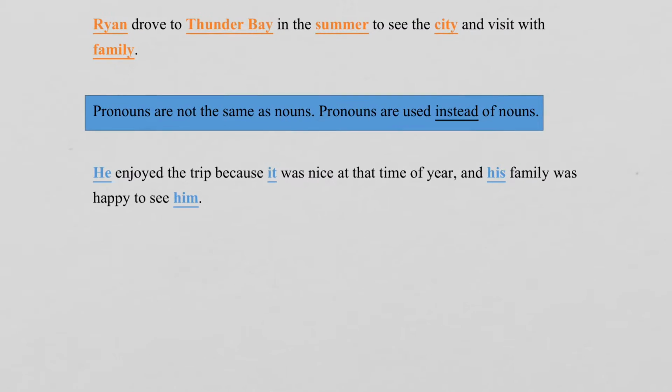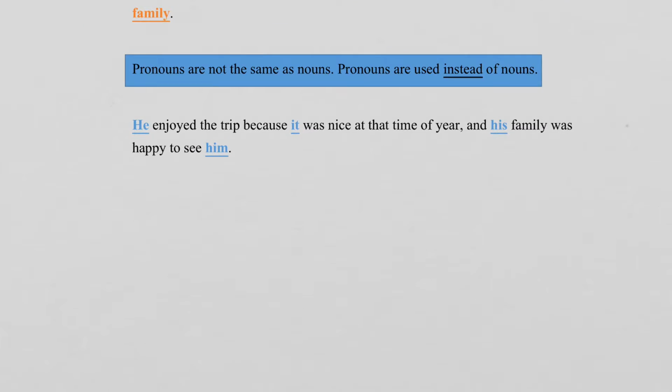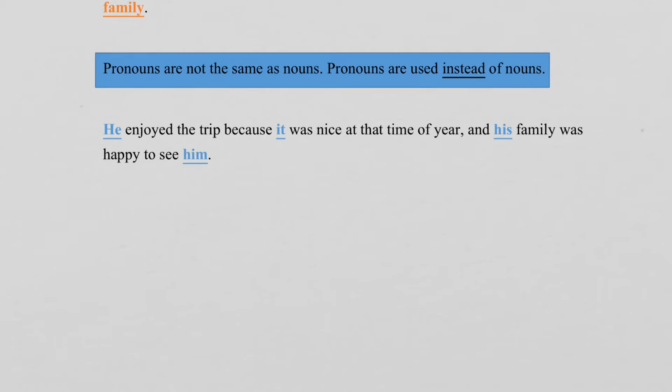Then I've got a couple of other pronouns that make sense with this situation. His family was happy to see him. That makes sense, right? If he visited with his family, they'd probably, well, hopefully be happy to see him. So his and him are pronouns too. So again, the pronouns in my example are he, it, his, him.